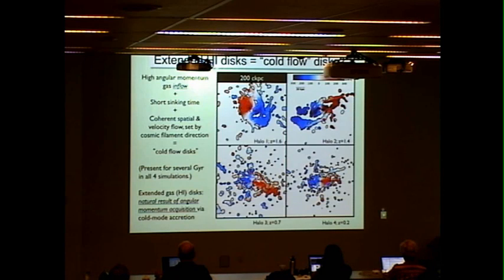So it's present at some point in all four of our simulations, so it seems not uncommon, but not universal. And so the extended H1 disk, which is one of the things we were worried about, actually naturally falls out of a better picture of angular momentum acquisition, because the cold mode gas has a lot more angular momentum, and it's easier to build a gas disk that's 2 or 3 times the size of the actual Milky Way disk if you're talking about recent cold mode gas accretion that's still on its way to the center.